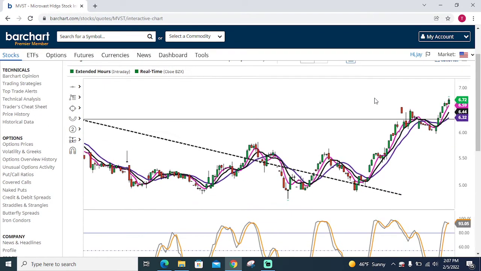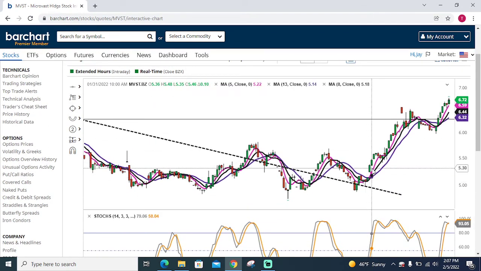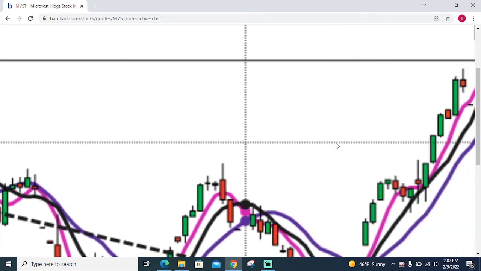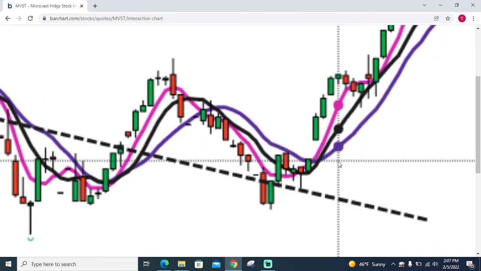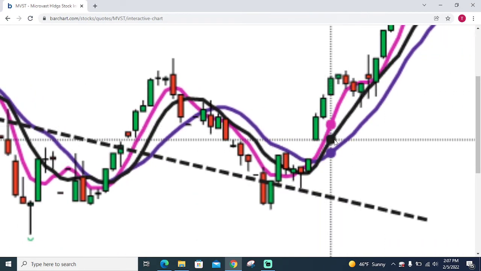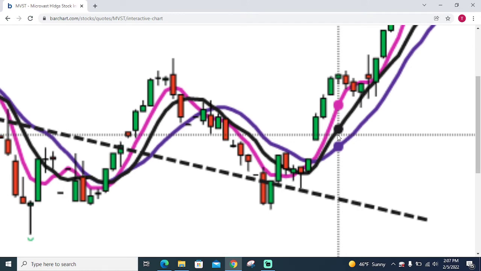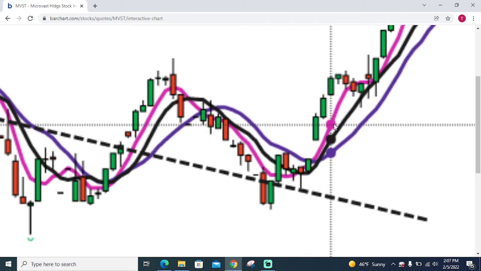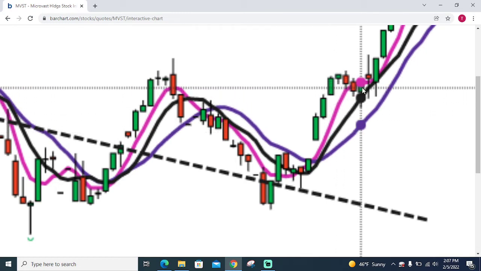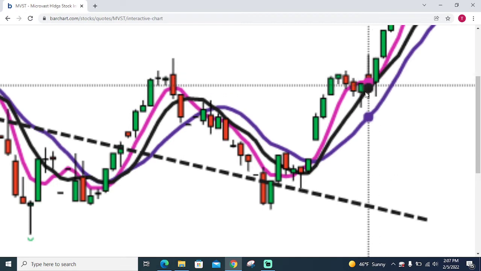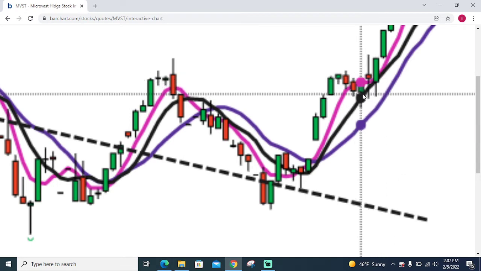So basically what you're doing is you're looking for it to set up, zoom in a little better, to where they are in the order where the 5 is on top, the 8's in the middle, and the 13 is on the bottom. And what we're wanting to do is load in when price comes in and touches the 8. Right there would have been a great way to enter this.